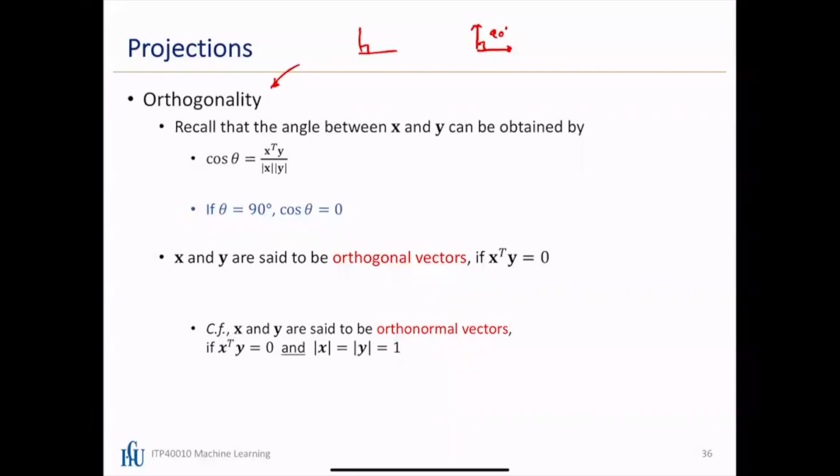So orthogonality, in terms of cosine value here, we're given an inner product value between x and y. If x and y are orthogonal, well, the angle is 90. So the cosine value is going to be 0. That means the inner product value becomes 0.